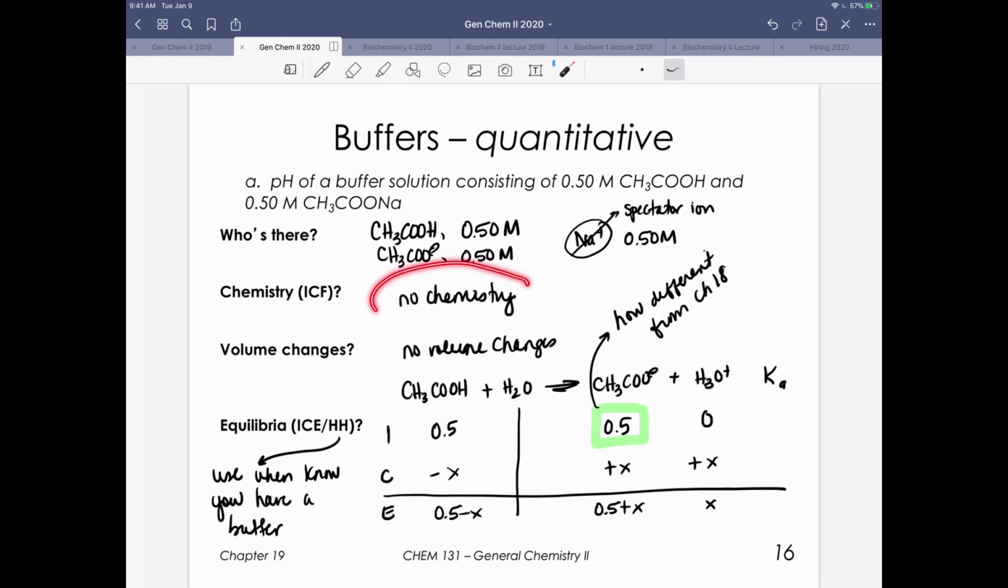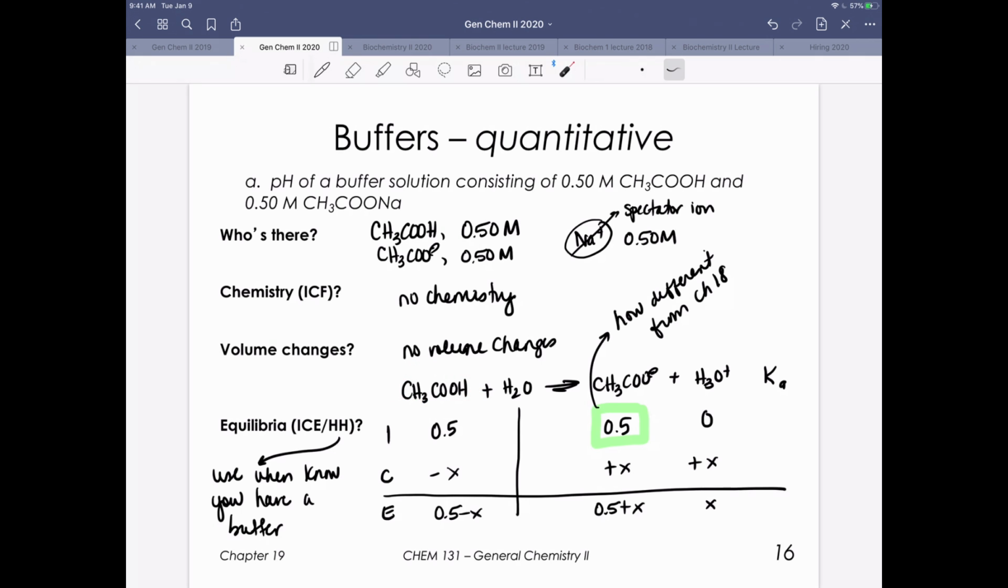Because we haven't added anything to our buffer, there's no chemistry that we have to think about. For the problems that we're going to work through in this section, there's no changes in volume, because even in our next problem, when we add something, we're not changing the volume. So we're going to treat this problem just like we've treated all of our problems previously. Start with a balanced chemical equation. This is what we can have happen when we have these species in solution.